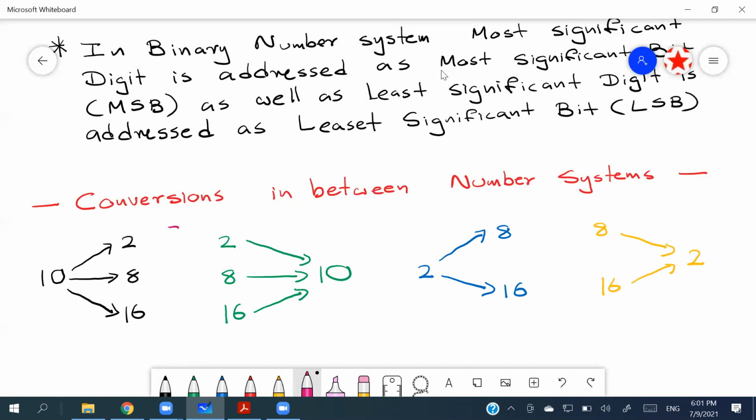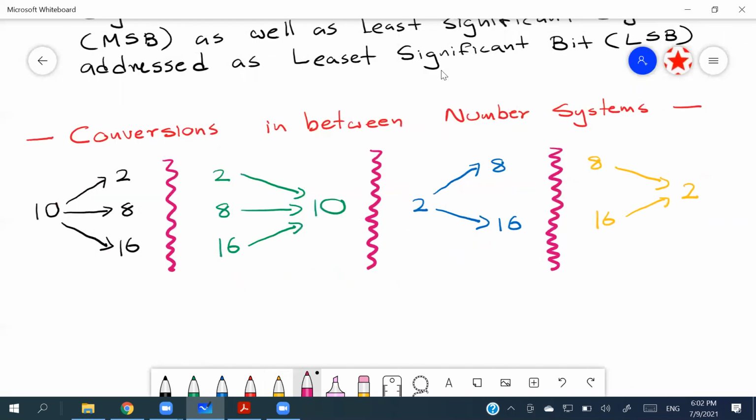Right, now these are the 4 different types of conversions that we need to go through, right? So this is number 1, this is the second, this is the third conversion, and this is the fourth, right? Copy this down, people.